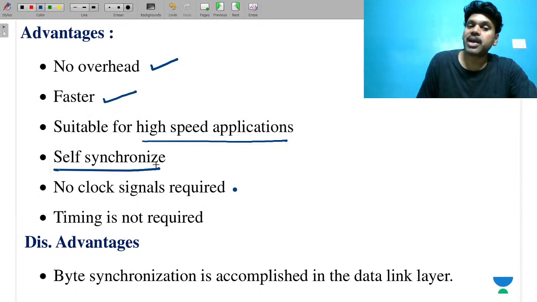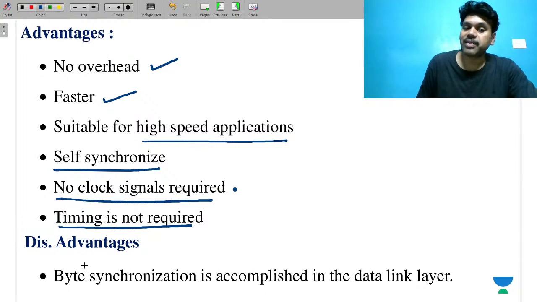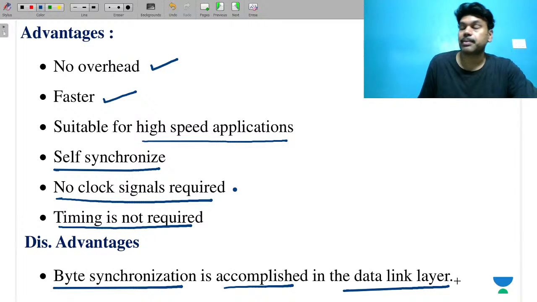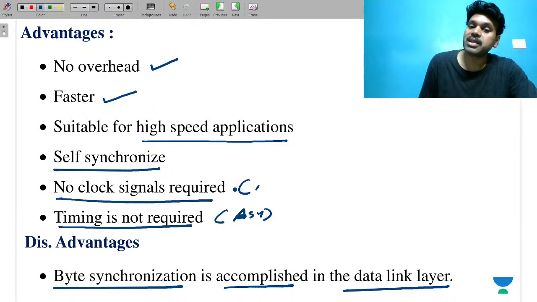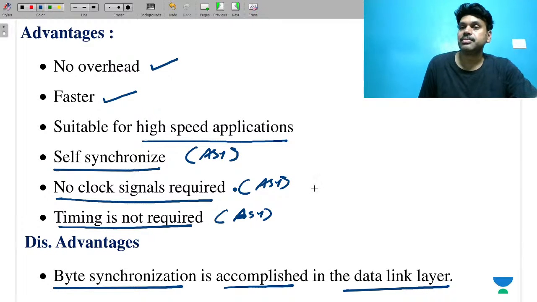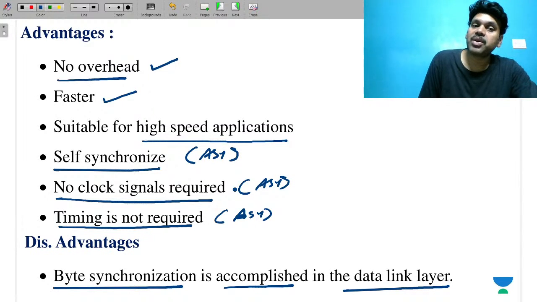It is self-synchronizing. No clock signals are required. Timing is not required. Byte synchronization is accomplished in the data link layer. Whenever you say that timing is not required, this is asynchronous. No clock signal is required, this is asynchronous. Self-synchronizing, it is asynchronous. And, reminding you, when you are talking about the other one, that is synchronous.